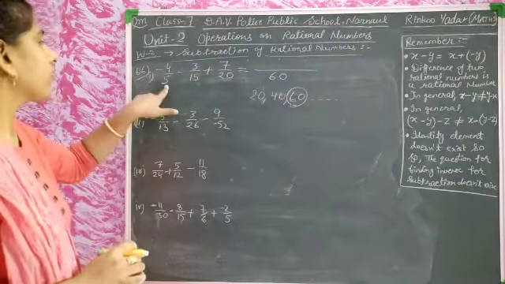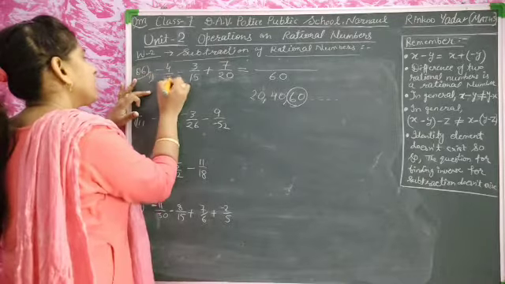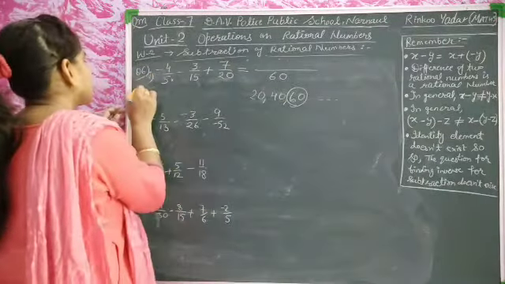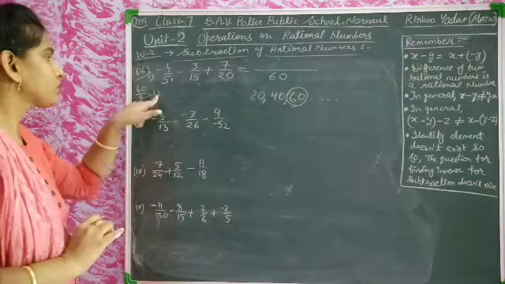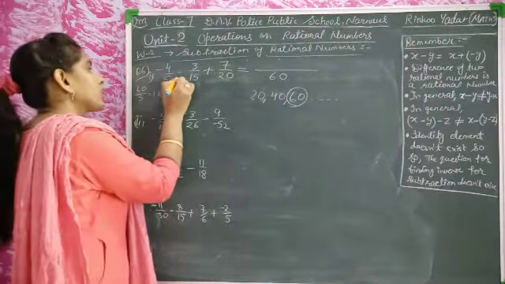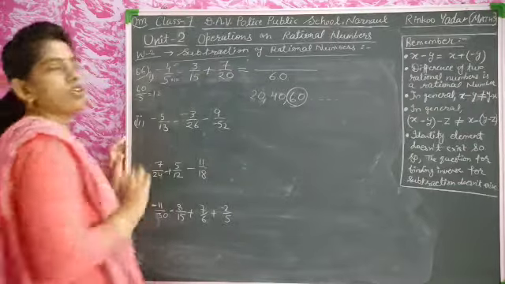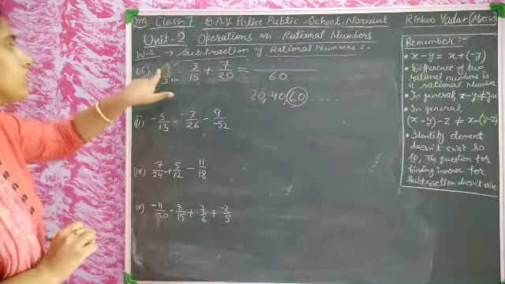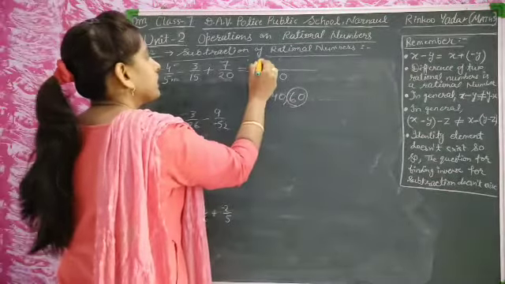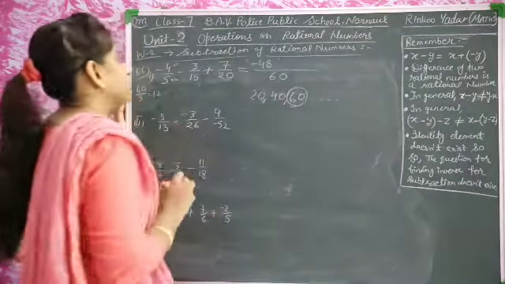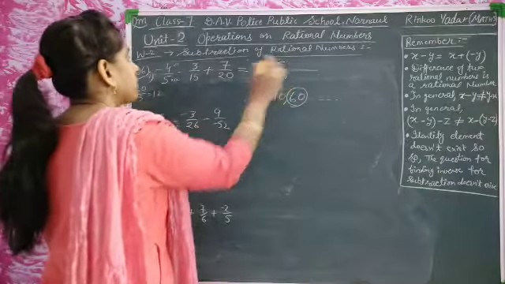So 5. Which number do we multiply here? 60 divided by 5 equals 12. So this number is 12. Multiplying both by 12, it means the numerator is also multiplied by 12. 12 times 4 is 48. It becomes minus 48, and that is minus.